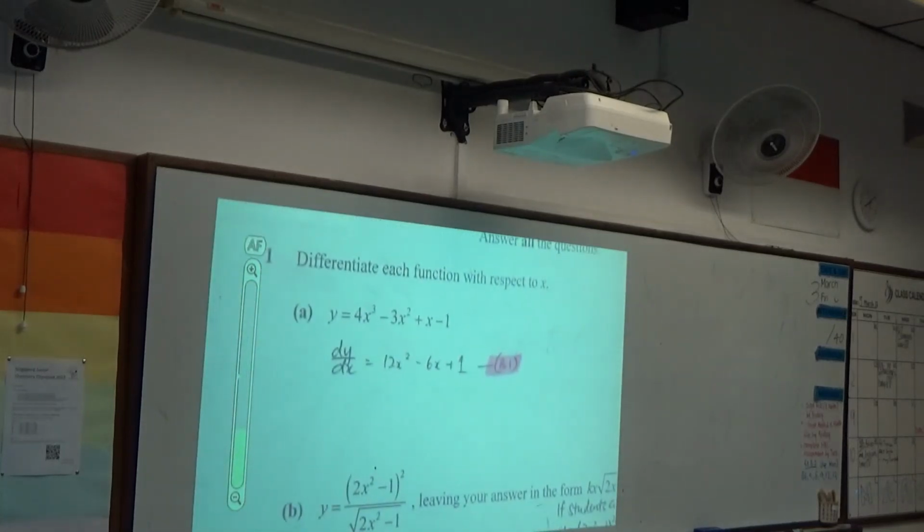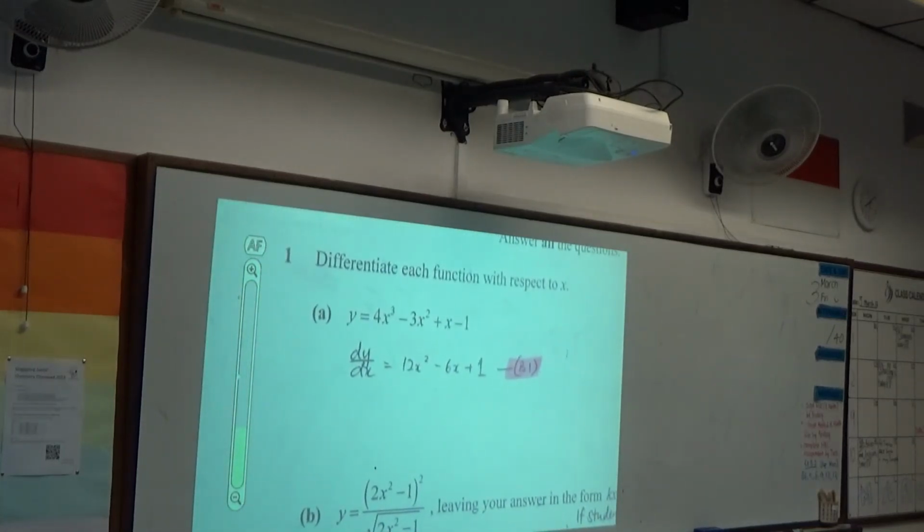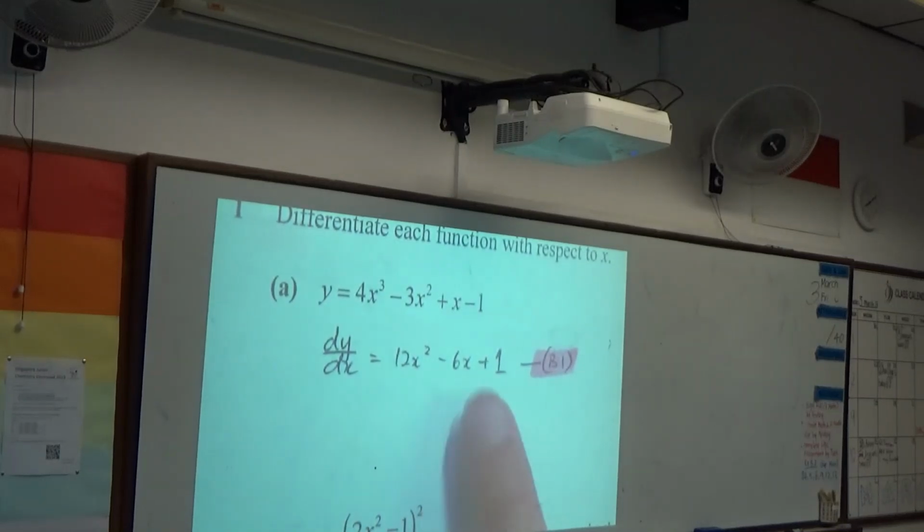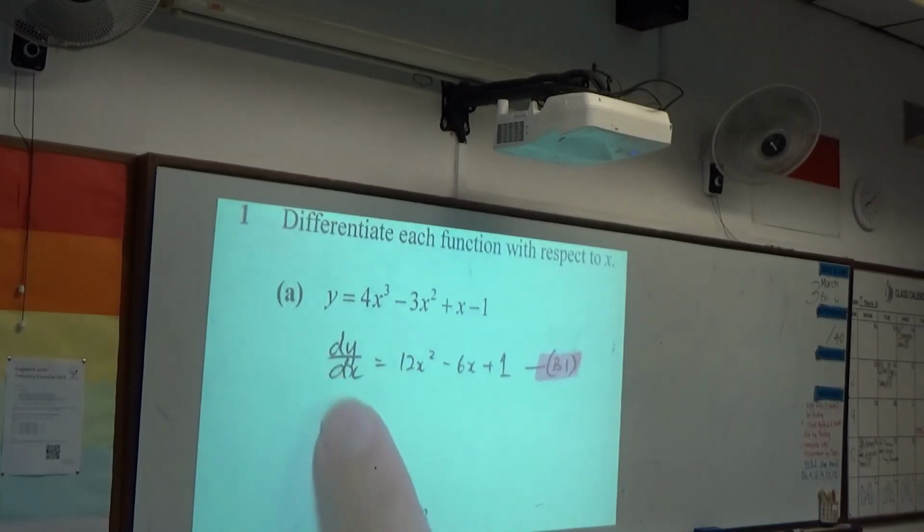Okay, so for question 1A, to differentiate this, I think most of you are able to get it right. You can get dy over dx equals 12x squared minus 6x plus 1. Only a minority few did not put in the dy over dx, and then you will be penalized for presentation.